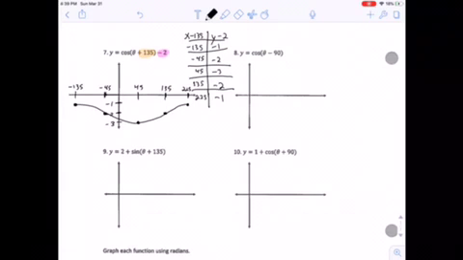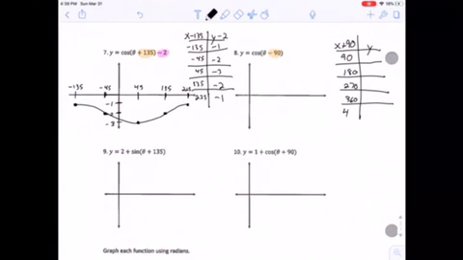Okay. So now our table for number 8. Okay, we only have this -90 inside, so this means we're going to have x plus 90, and our y's are going to stay the same because there's no k. So here we're going to have 90, 180, 270, 360, and 450. And it's cosine, so we start at 1, 0, -1, 0, 1.